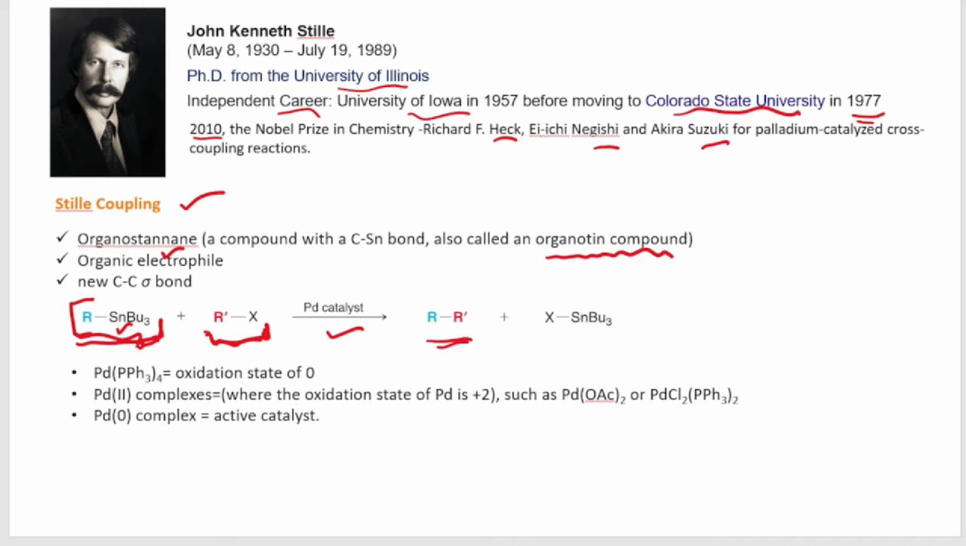sigma bond. I already told you that palladium in oxidation state 0 is the active catalyst, but sometimes we also use palladium 2 complexes, like palladium diacetate or palladium dichloride with diphenylphosphine. In this state, palladium first needs to be converted into the 0 state, which is the active catalyst form.